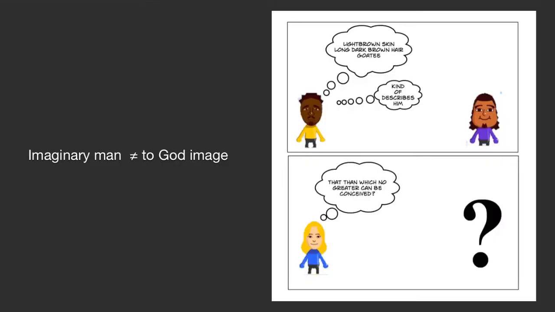So let's look at the idea of a person, an imaginary person, a man, and then think about the idea of an image of God, or a God image. So if you look at the little cartoon here, if I say, think of a man, you might think, okay, light brown skin, long dark brown hair, goatee, and that kind of describes this person. So you've seen these sorts of things before, right? You've seen people with different skin color. You've seen people with different hair color.